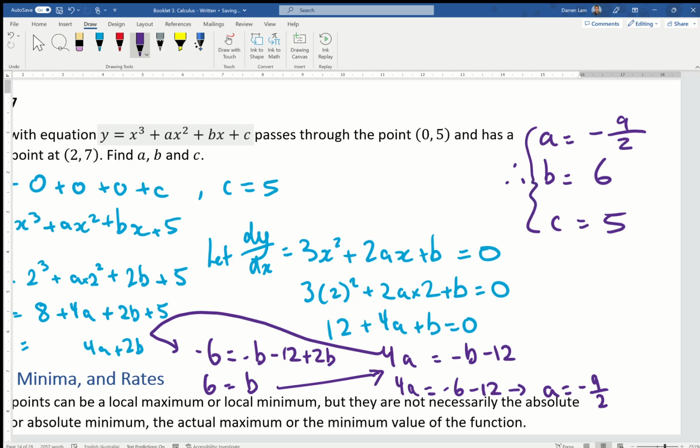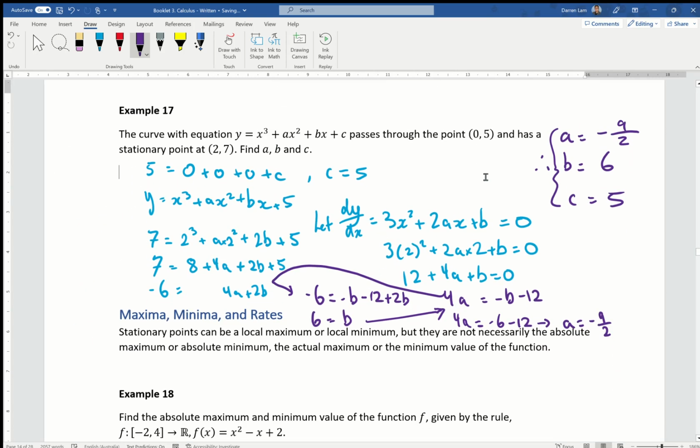Any questions? Okay. Sweet, let's move on. So for this exercise, we're focusing on the idea of global maximum and minimum. Another name is absolute maximum and absolute minimum. Doesn't matter which one you use as long as you can recognize that they mean the same thing.